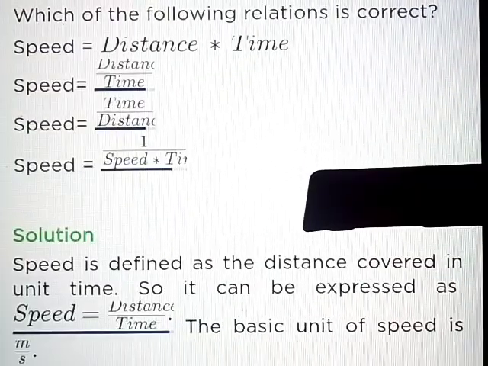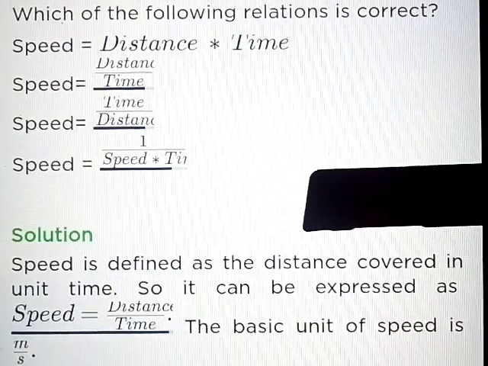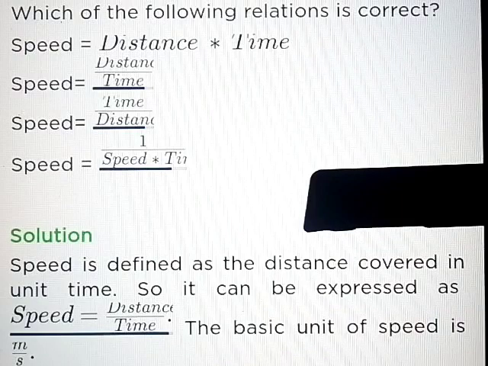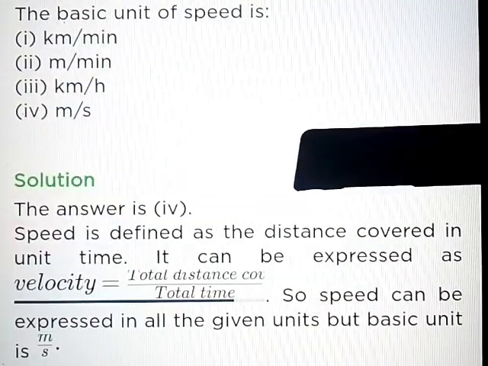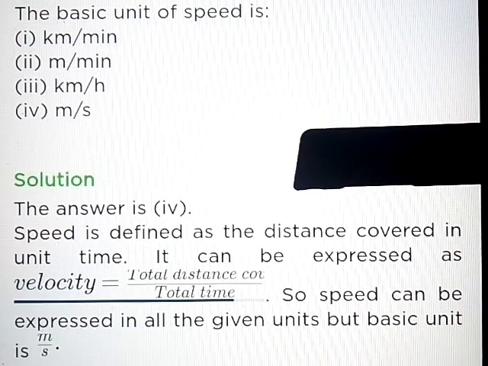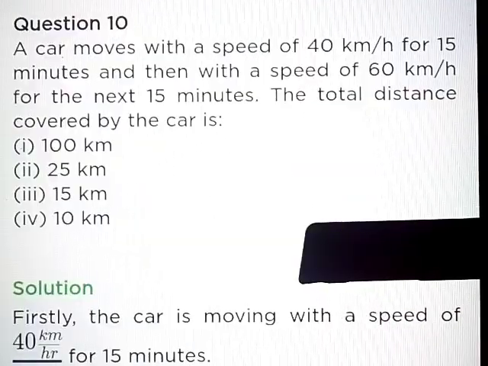Question number 8. Which of the following relations is correct? Speed is equal to distance upon time. Question number 9. The basic unit of speed is? Answer: meter per second.